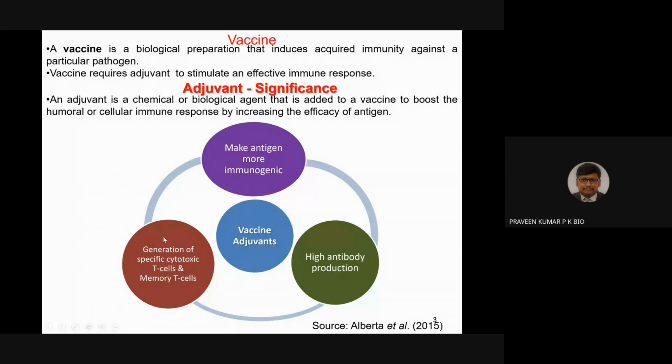And the third important application is high antibody production. Of course, these high antibodies are produced from the B cells. For activating the B cell, of course, you need an adjuvant. You need a vaccine, but adjuvants increase the activation, so you get high antibody production. Not only that, you can also generate specific cytotoxic T cells.